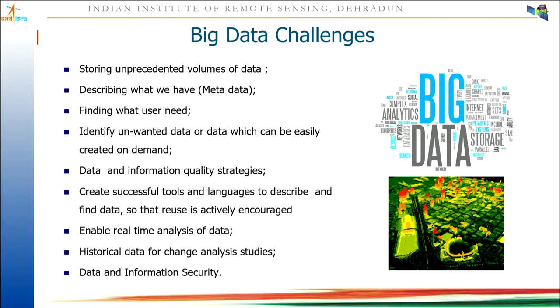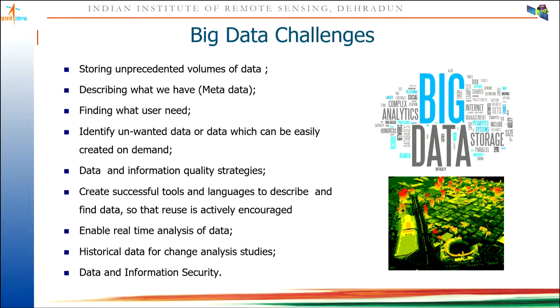So there are many challenges here. One is how we store the unprecedented volume of data, and describing what we have, so metadata creation will also be very much required. Finding what the user needs, because when we have such a data volume, the user's requirement will be very much required. Identify unwanted data or data which can be easily created on demand. Data and information quality strategies, you require to create successful tools and languages to describe and find data so that reuse is encouraged here.